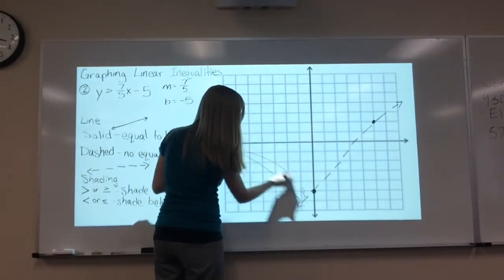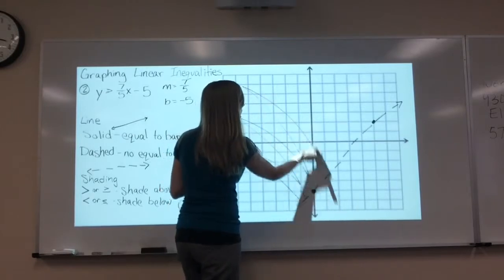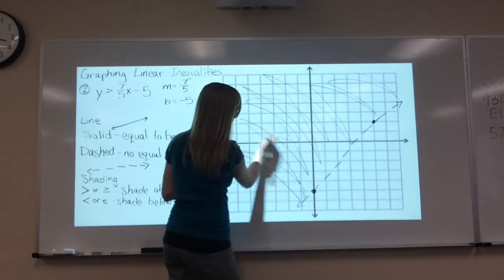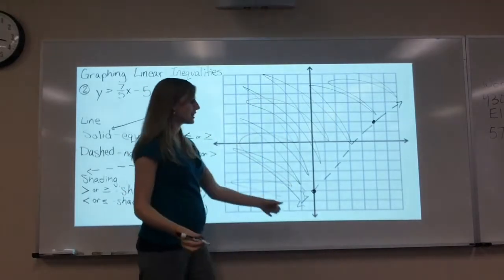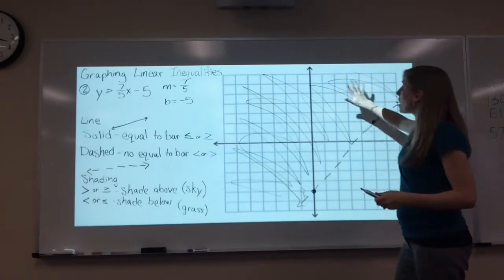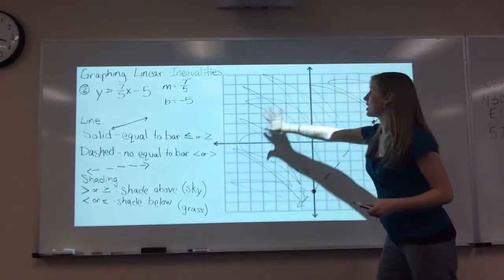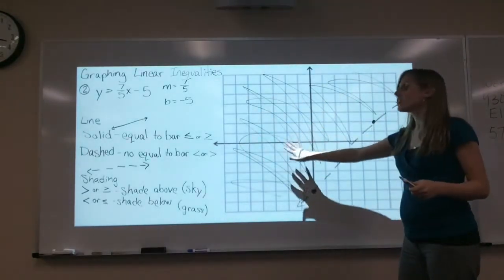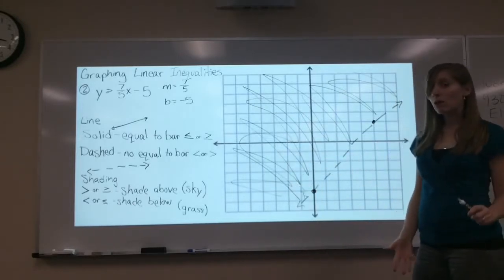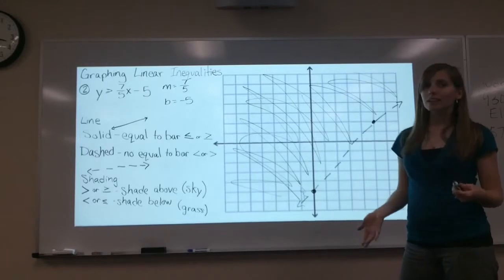The sky is above my person's head. So I shade all of this space right here. All of this gets shaded, okay? That means my line, because it is dashed, is not a solution. But all of these points in this shaded area in the sky, those are solutions. So there are still answers for this inequality. It's just not on the line.